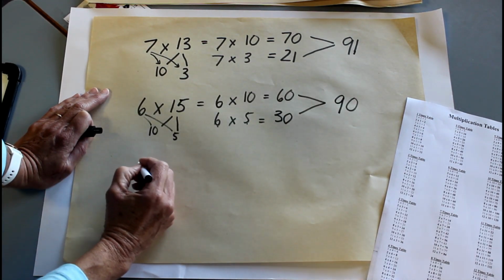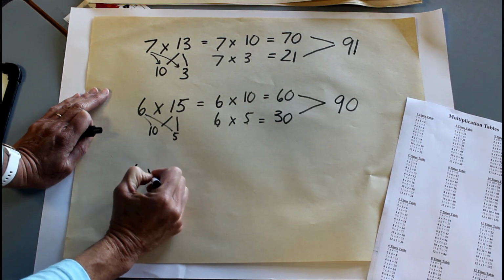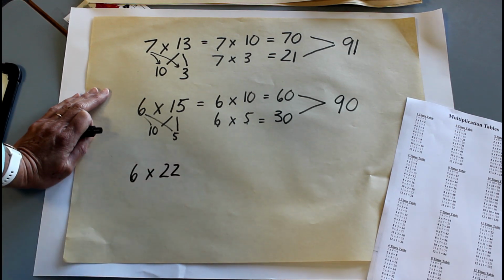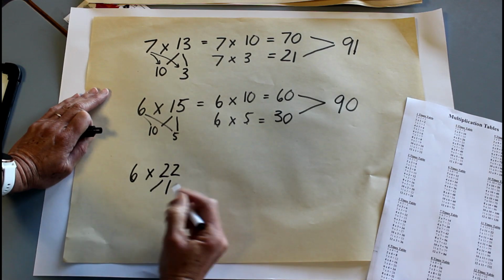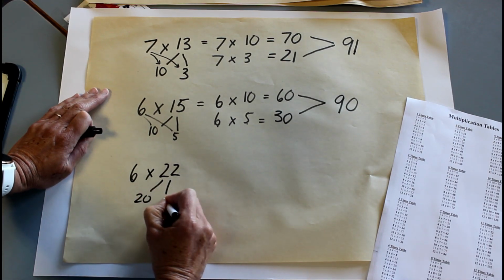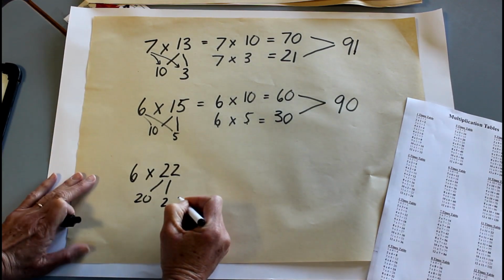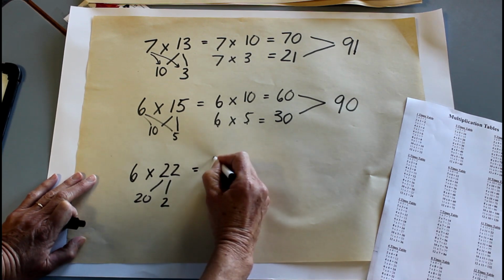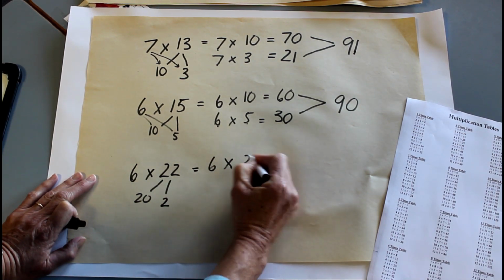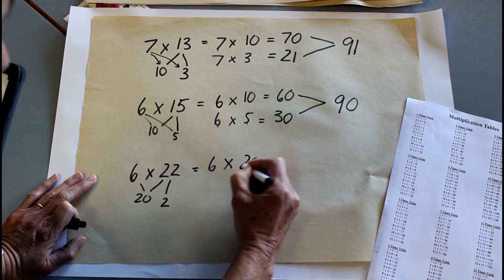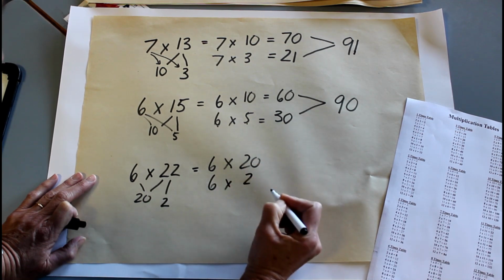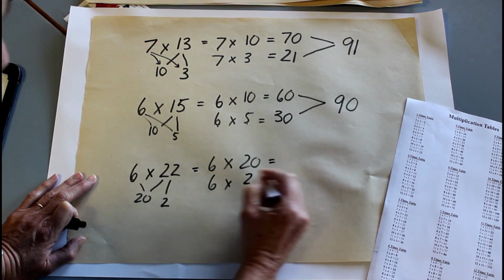Let's do a different one. Let's do 6 times 22, something a little bit bigger. I'm going to break up my 22 into a 20 and a 2. I'm going to write it out again. 6 times 20, and 6 times 2. Let's put our equals.